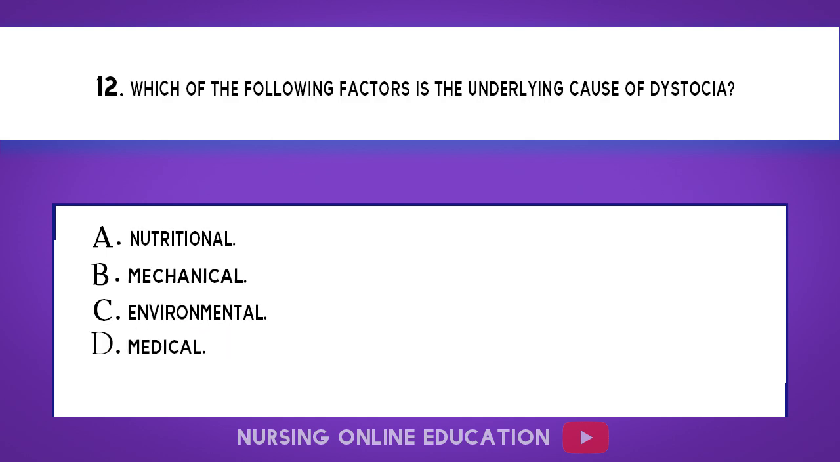12. Which of the following factors is the underlying cause of dystocia? A. Nutritional, B. Mechanical, C. Environmental, D. Medical. The answer is option B, mechanical.